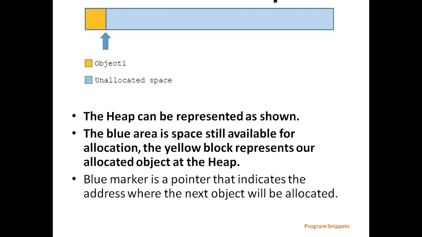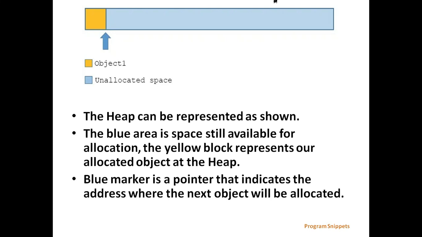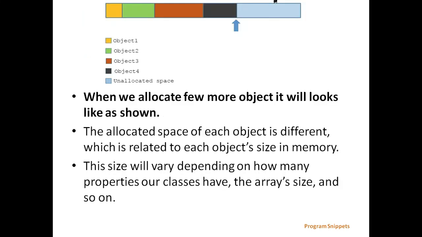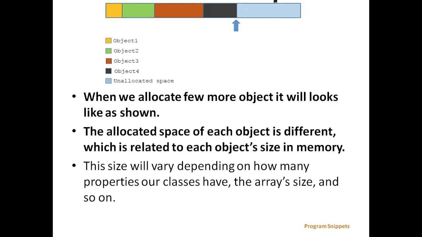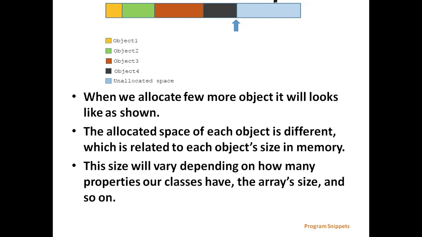The blue area is a space still available for allocation, and the yellow block represents our allocated object on the heap, and the blue marker is a pointer that indicates the address where the next object will be allocated. When we allocate a few more objects, the heap will look like this. The allocated space for each object is different, which is related to each object's size in memory. This size will vary depending on how many properties our class has, the array size, and so on.